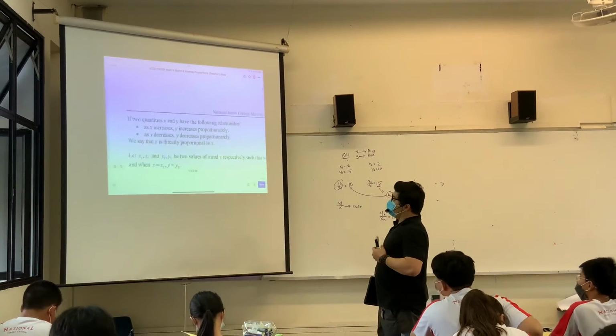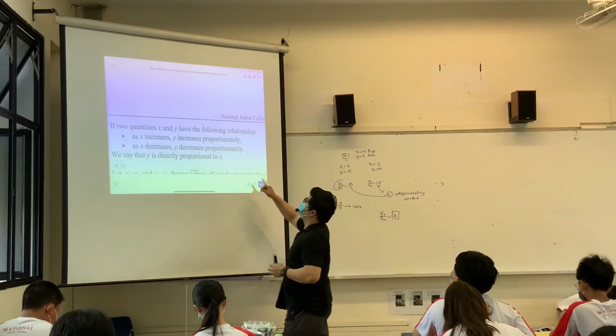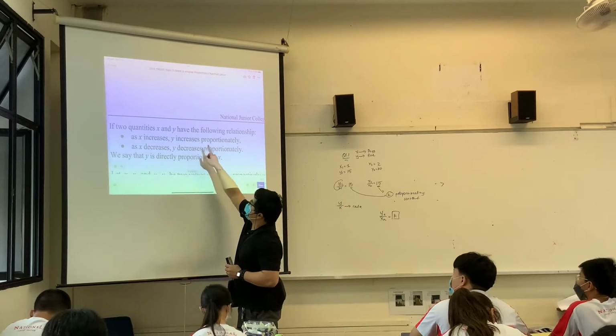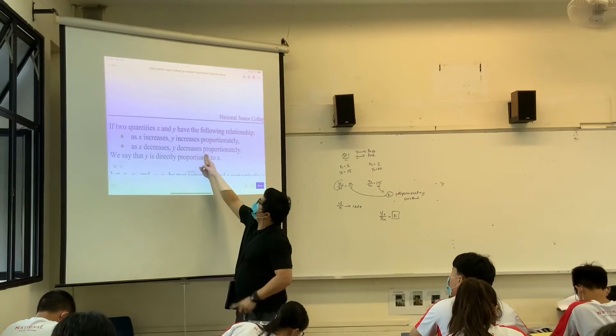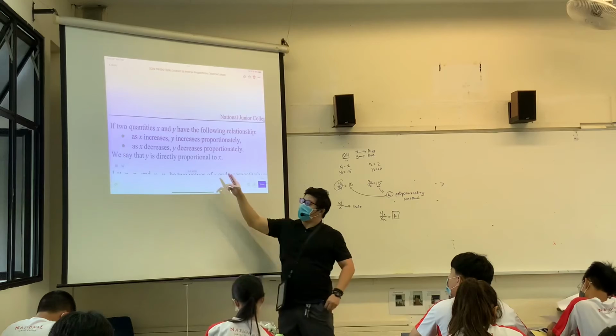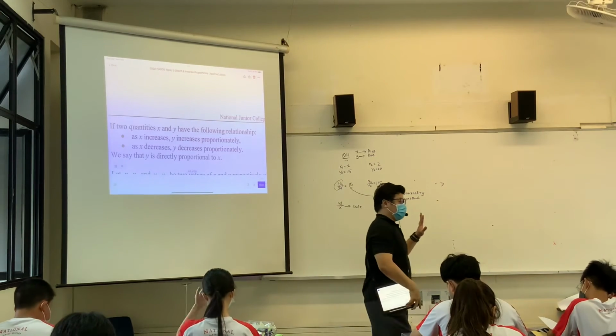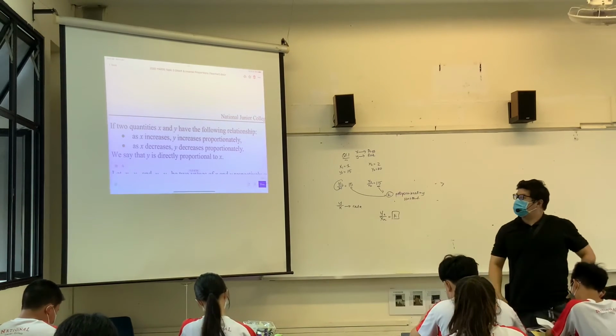So if two quantities x and y have the following relationship, as x increases, y increases proportionally, x decreases, y decreases proportionally, we can say that y is directly proportional to x.